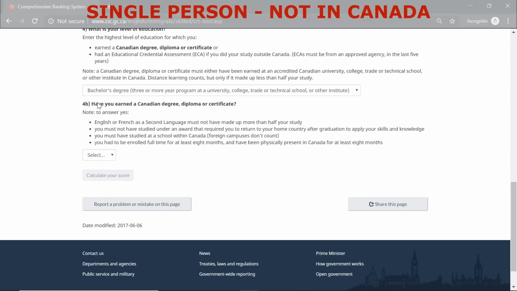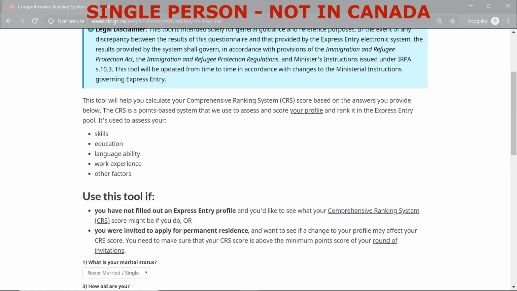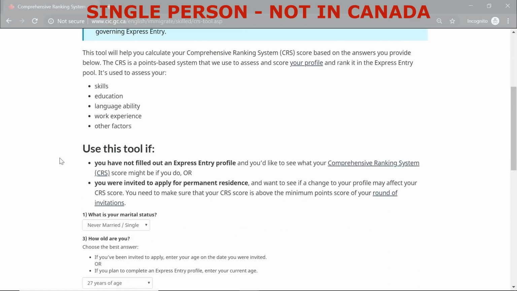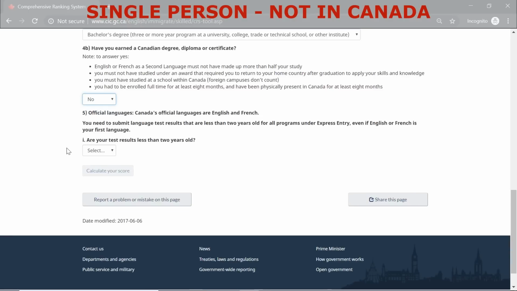That's where you are. Have you earned a Canadian degree, diploma, or certificate? I am going to say no, because this is from the perspective of somebody who has not filled out the Express Entry profile and is not in the country. Now, if you've earned a Canadian degree, you definitely have more points. Right now I'm just going to say no, to help somebody who is not in Canada know where they stand. So, your official languages: Canadian official languages are English and French.